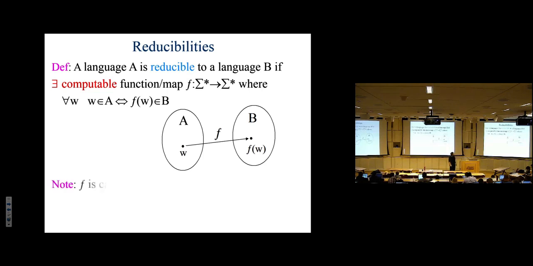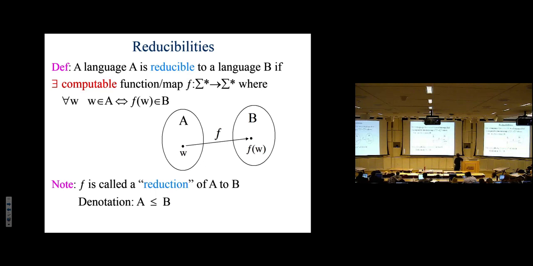This could happen. All right. So it's called a reduction of A to B, and it's denoted by this little symbol, less than or equal to. But don't be confused. This isn't the less than or equal to for numbers that we know and love, the arithmetic notion of less than or equal to.